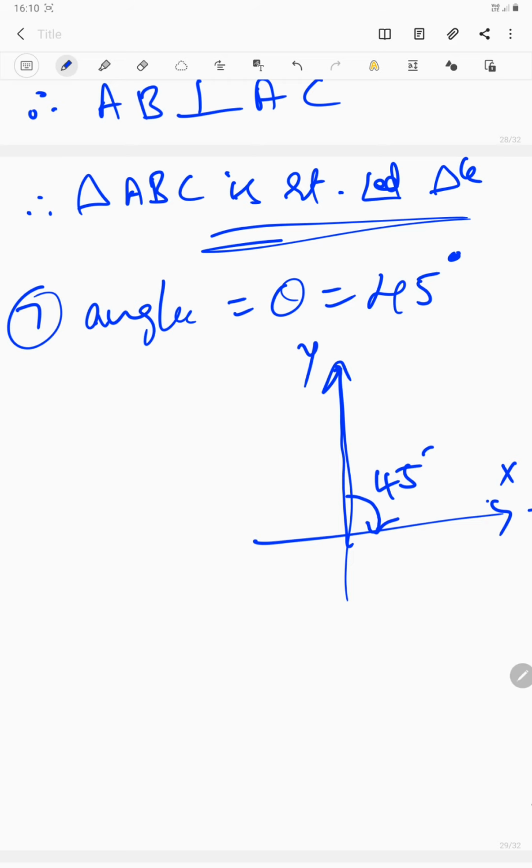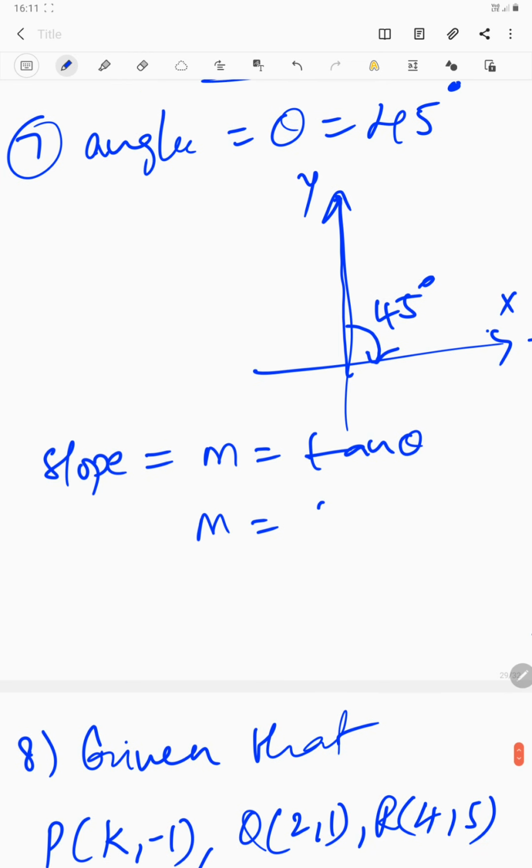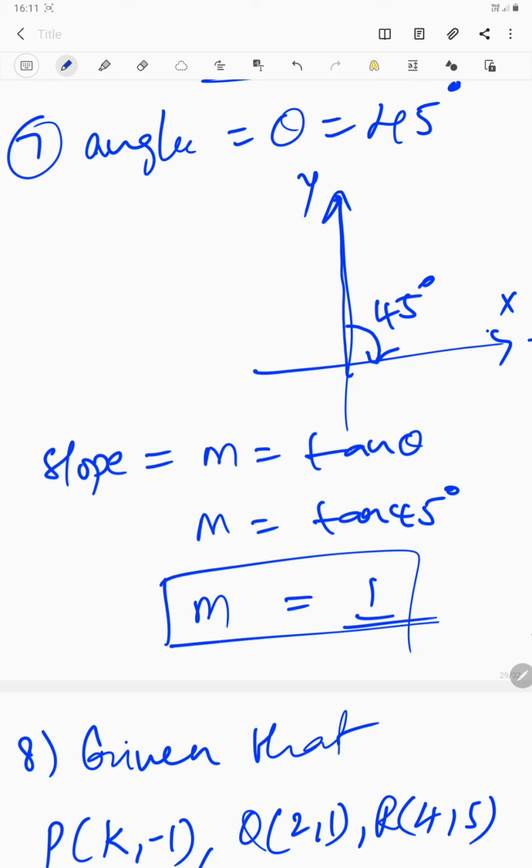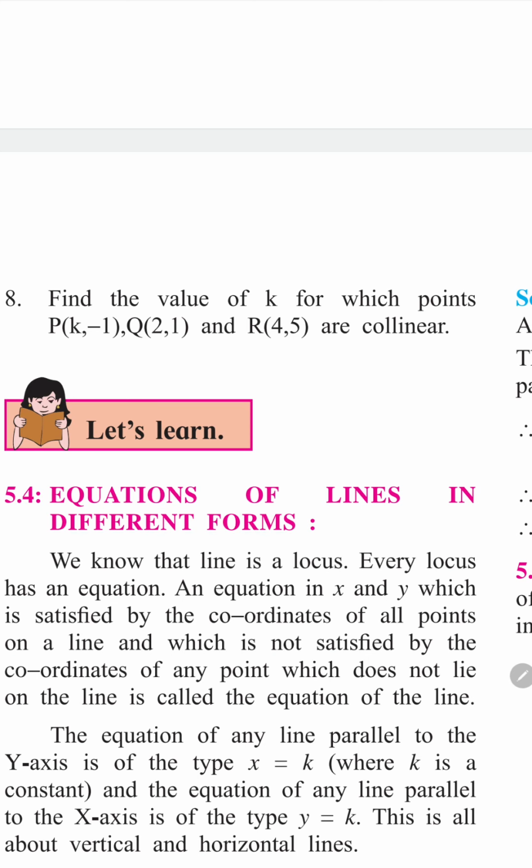This is 45 degrees. Now slope is equal to, when angle is given, tan theta. Therefore m is equal to tan 45 degrees. So tan 45 degrees value is 1. Therefore slope is equal to 1. समझ में आया? Yes. What is the next question?